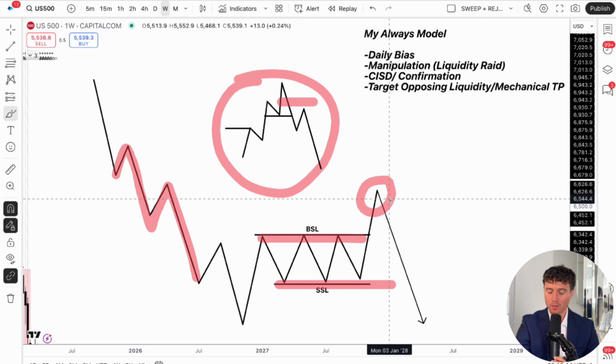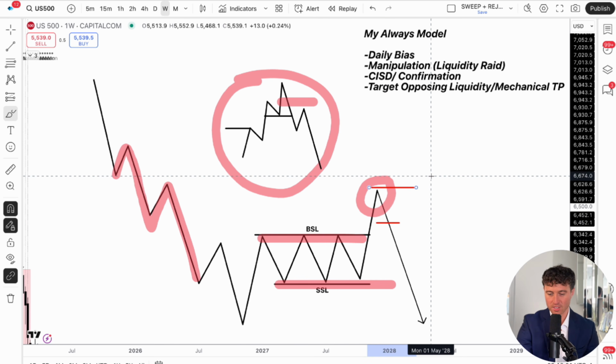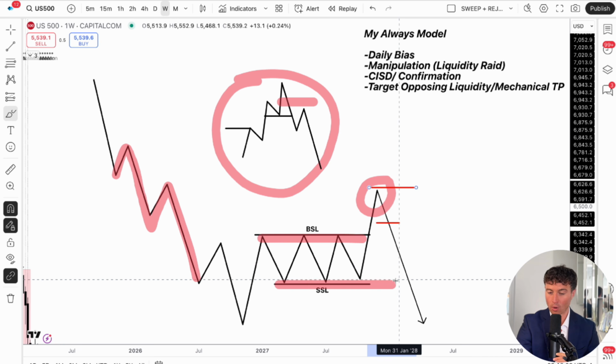If you want to be a little bit more passive, then you can just wait for a 15-minute bearish confirmation. Invalidation will go just above the liquidity sweep, and then you can look at targeting opposing liquidity down at the Asia or London session low, or a mechanical take profit at a 1 to 2 risk to reward. And so this is a sell regime for my always model.